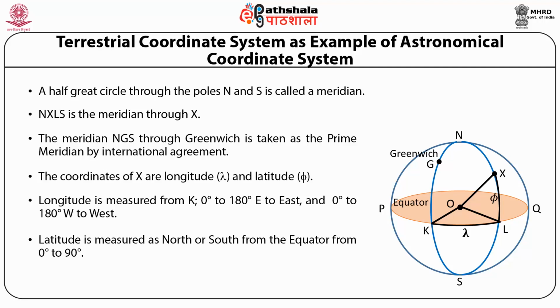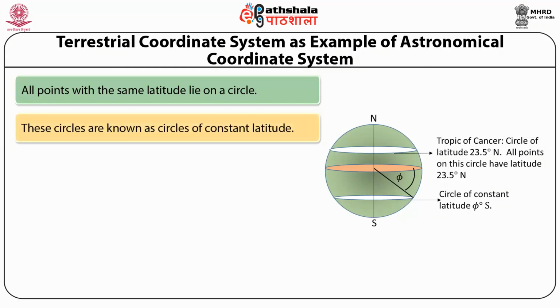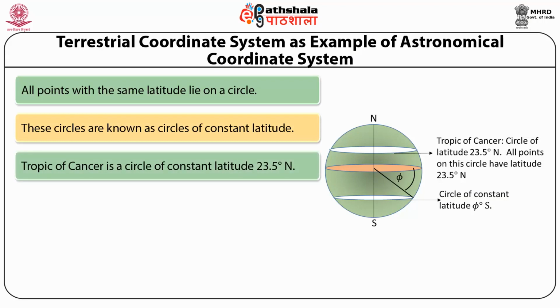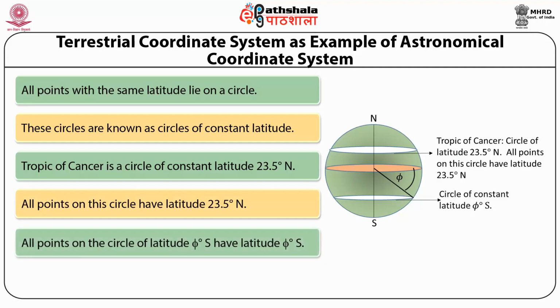The places which are above the equator all lie in the northern hemisphere, and the places that lie below the equator are called the southern hemisphere. All the points with the same latitude lie on a circle. These circles are known as circles of constant latitude. Tropic of Cancer is a circle of constant latitude which is 23.5 degrees north of the equator. All the points on this circle have latitude 23.5 degrees north. All the points on the circle of latitude phi, shown in the figure, have latitude phi.